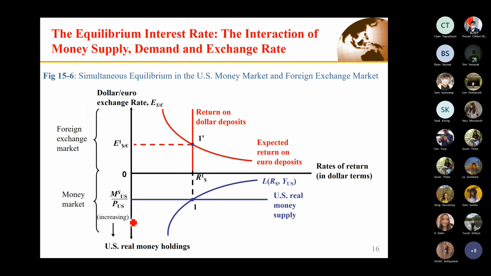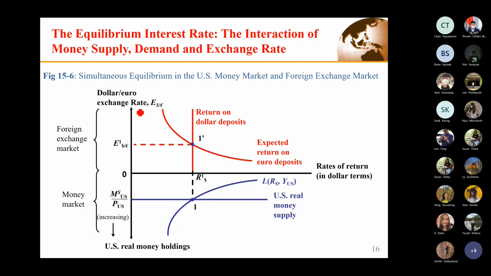Today we will continue one more step. We will combine the two markets. We will combine the foreign exchange market, which we learned in the previous chapter, and the money market, which we just learned last week. So here I put the two markets together.